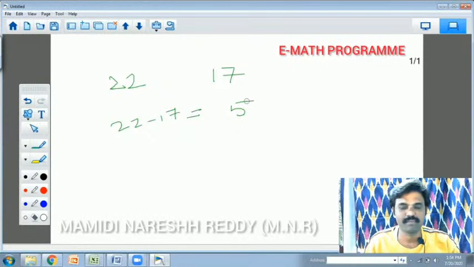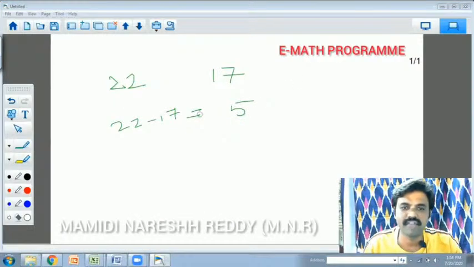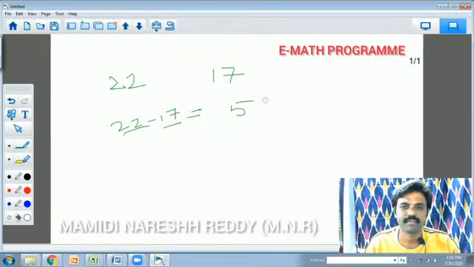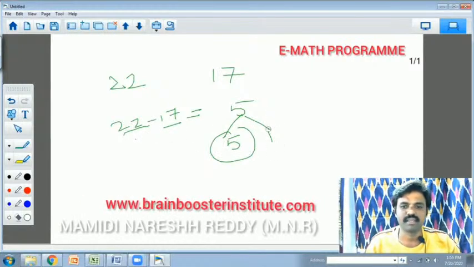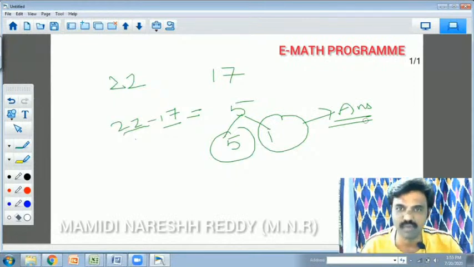See, as we have discussed, 5 is not a factor of either 22 or 17. So I have said that let us take the factors of 5: 5 and 1. Yes, 5 is not a factor of 22 and 17. It is not a common factor of 22 and 17. That's why the final answer is 1. So 1 is the GCD of 22 and 17. Finish.